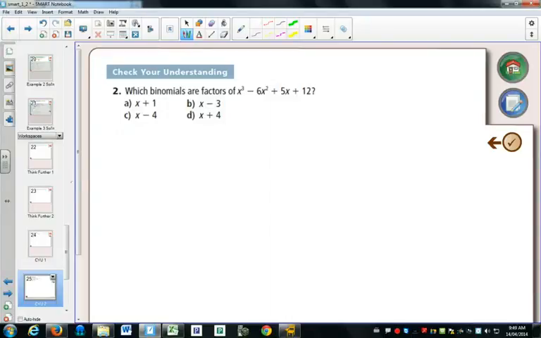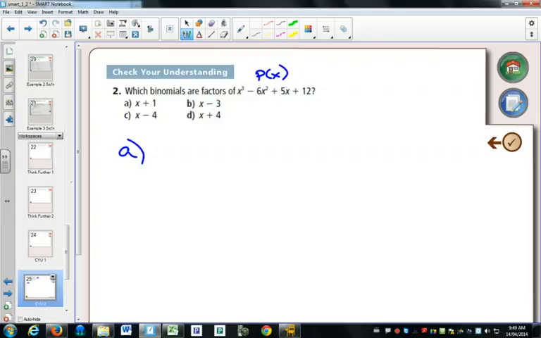So we'll do the first two of these together, and then I'll let you try the last two. And we'll find out which ones are factors and which ones aren't. So for A, if we want to find out something's a factor, again, the remainder would have to be 0. I'm going to call this polynomial p of x.